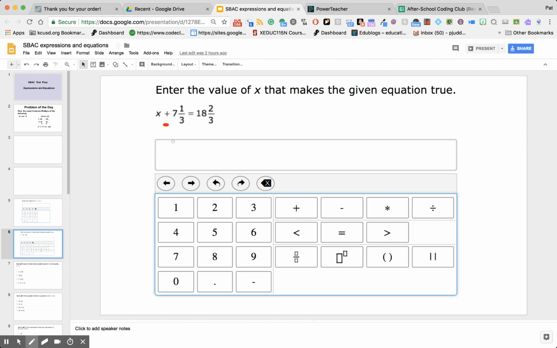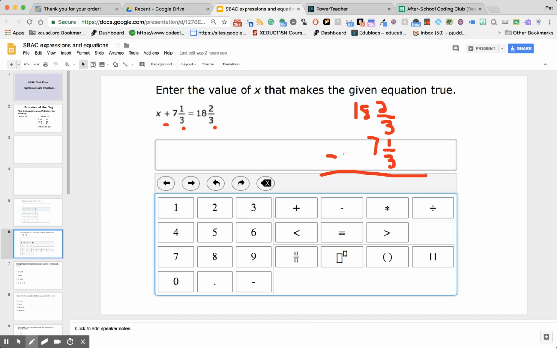Okay, so I'm looking at some number plus 7 1/3 equals 18 2/3. Well, the first thing I notice is my denominators are the same. And if I am adding some number plus 7 1/3, and I want to know what that some number is, I can subtract 7 1/3 from my sum. Use inverse operation. If this is addition, I can use subtraction.